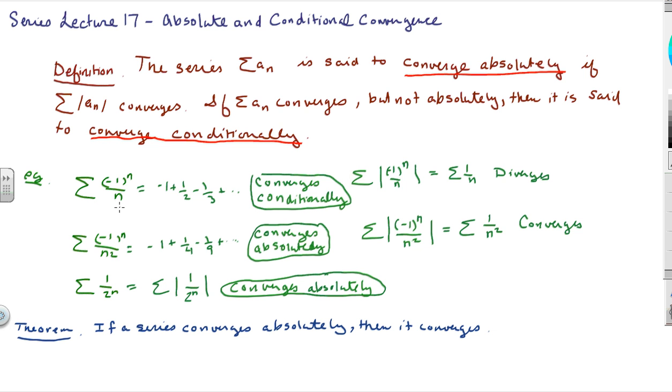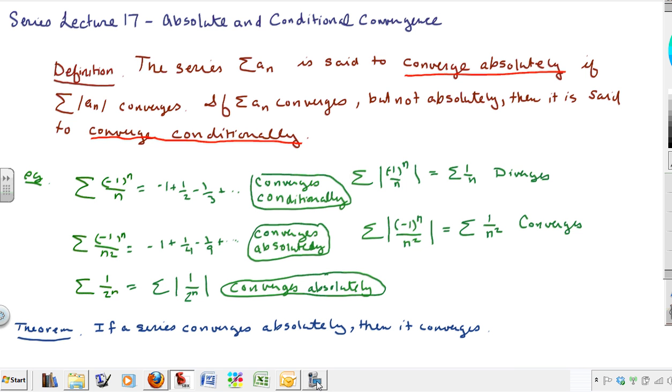The questions with absolute versus conditional convergence come up more when you have series with positive and negative terms. So, theorem: if a series converges absolutely, then it converges. And let's see if we can get a justification for this.